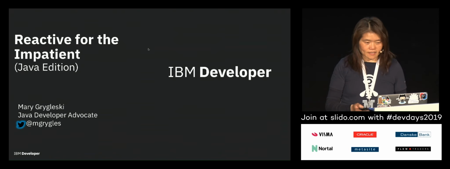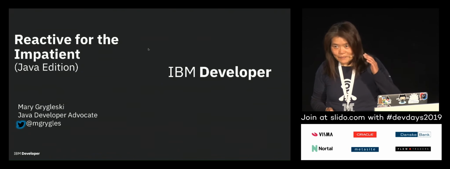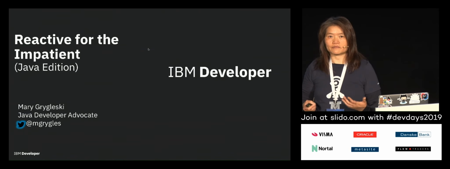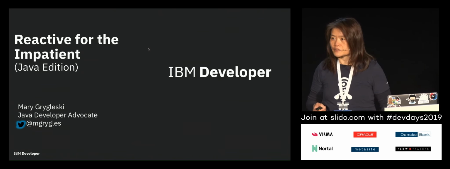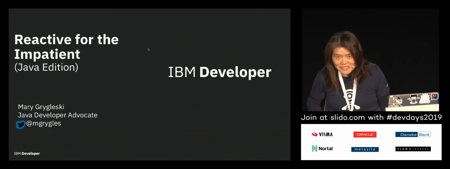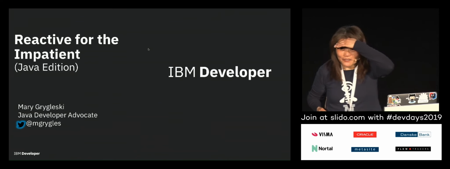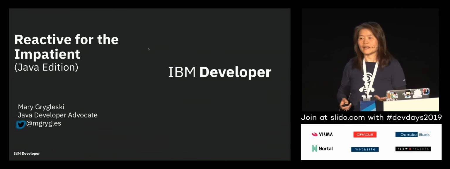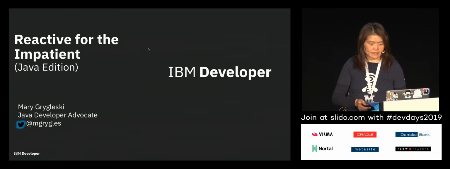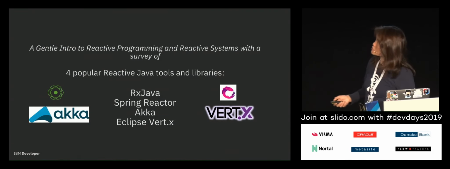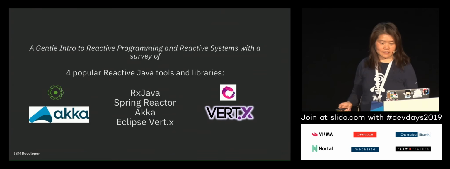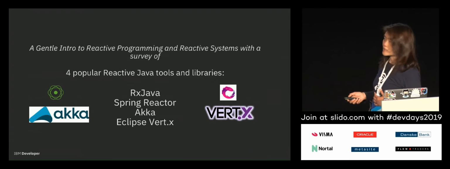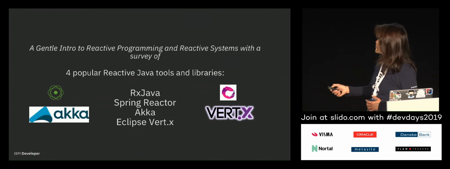So I'll get started. Have you folks here actually worked with reactive programming or reactive systems at this point? I don't see many hands, so maybe a few. Yeah, I can see a few. So bear with me if it's something more fundamental, because it's intended to be a gentle introduction to reactive programming and reactive systems, with a survey of the 4 common Java tools and libraries that are listed here.